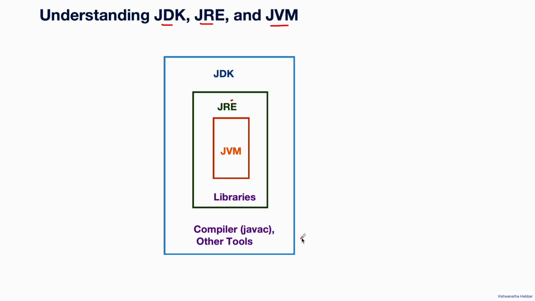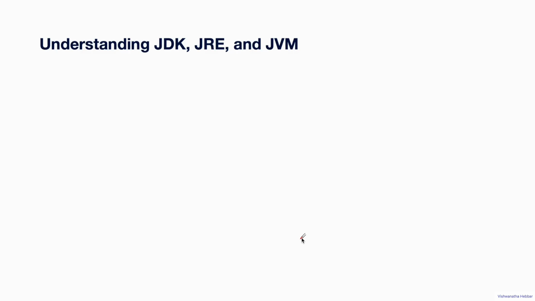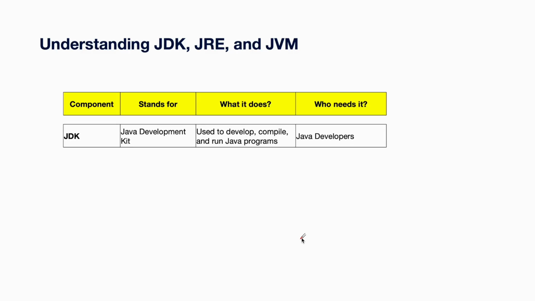Let us understand some more details about JDK, JRE and JVM. Here JDK means Java Development Kit, used to develop, compile and run Java programs. Who needs it? It is needed for Java developers. Even if you are developing automation code using Java, then also you need a Java Development Kit.